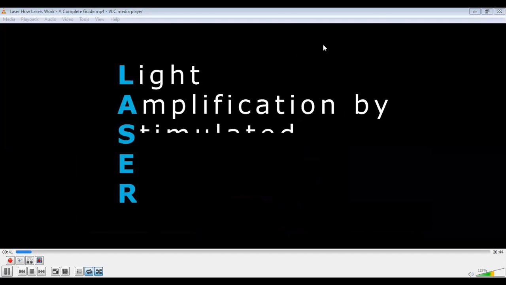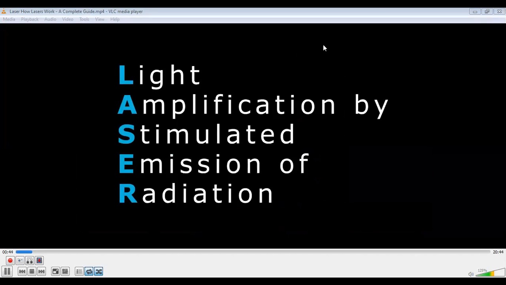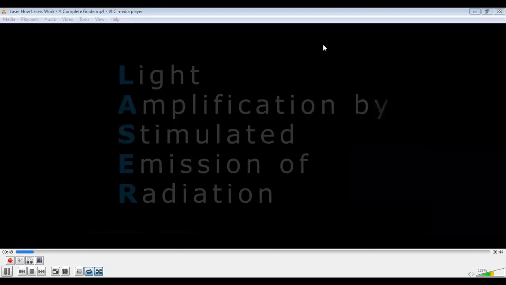As some may or may not know, laser is actually an acronym. It stands for light amplification by stimulated emission of radiation. However, nowadays it is so common that people don't bother to capitalize it and simply write laser.